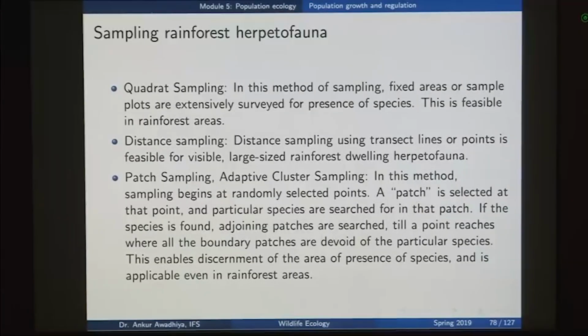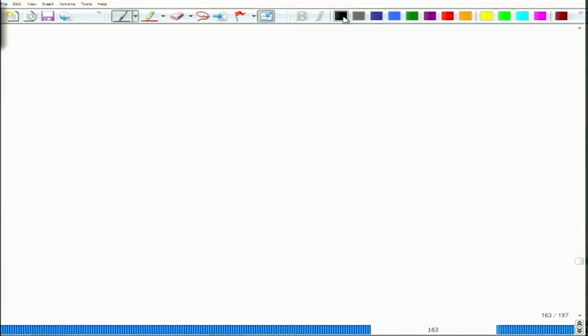In this method, sampling begins at randomly selected points, a patch is selected at that point and particular species are searched for in that patch. If that species is found, adjoining patches are searched till a point reaches where all the boundary patches are devoid of the particular species. This enables discernment of area of presence of a species and is applicable even in rainforest areas.